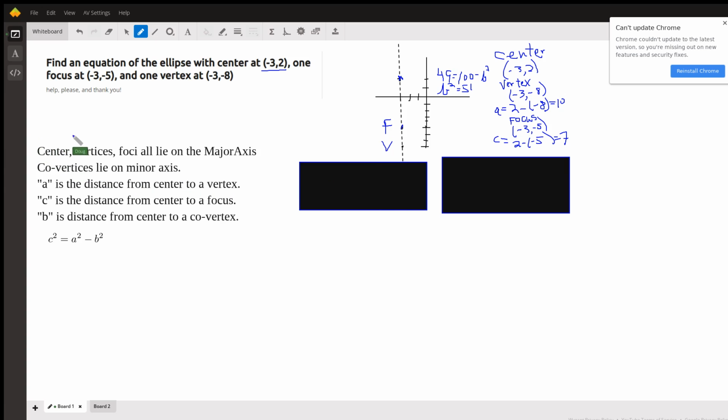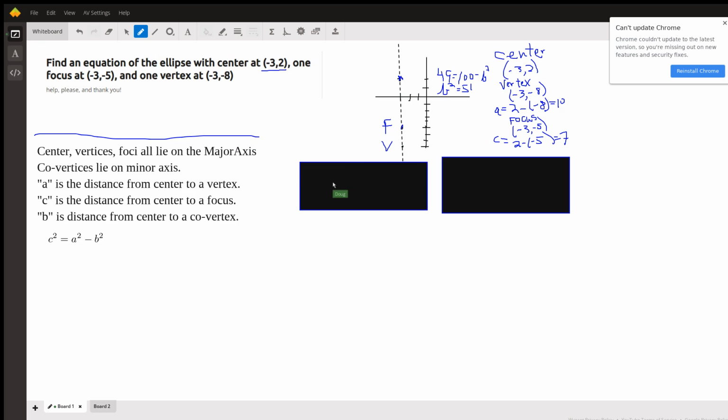And these are the kind of pieces of information you have to remember in order to come up with the equation of that ellipse or any ellipse. The center, vertices, and foci all lie on the major axis. So that means this is the major axis.